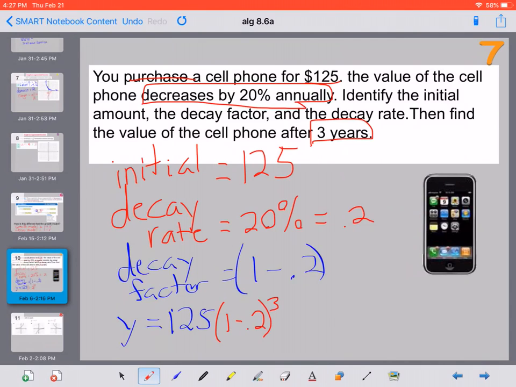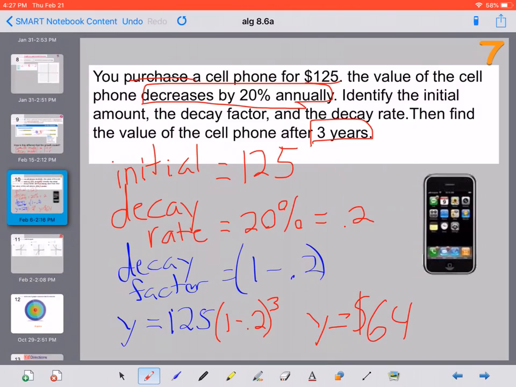So I'm just going to put this all into my calculator, just the way it is. 125 times 1 minus 0.2 to the third power. What I get is 64. So after 3 years, this cell phone, you bought it for $125. Now it's worth $64.